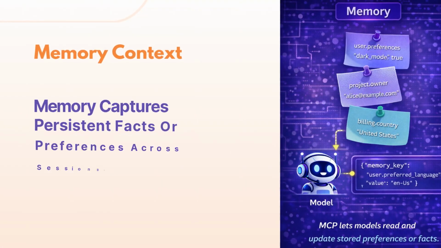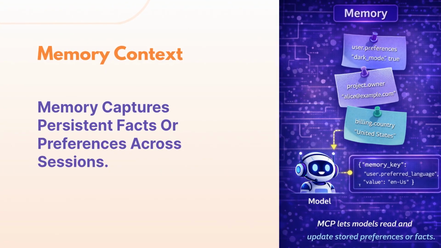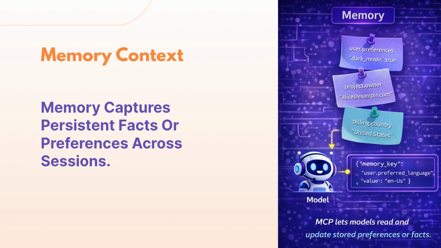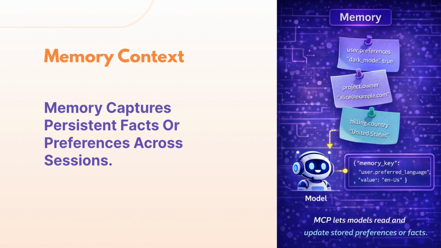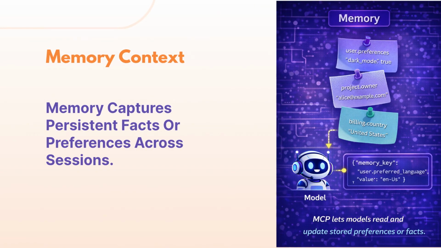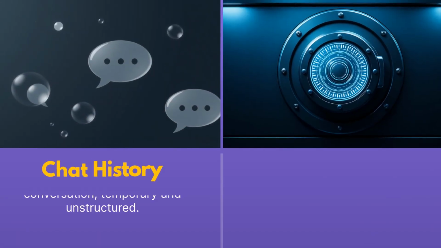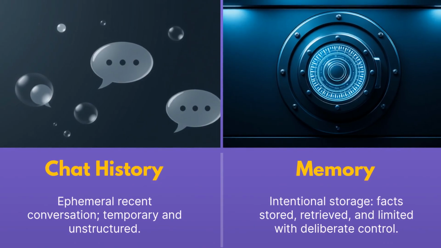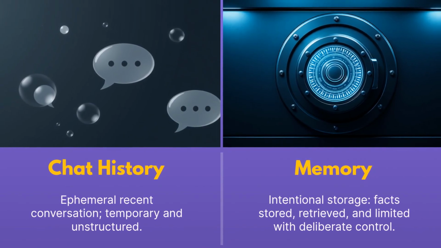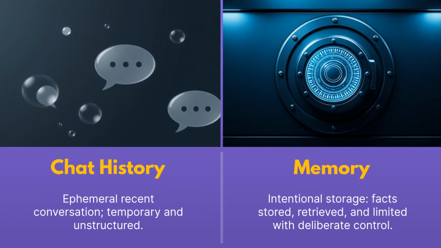Memory captures persistent facts or preferences that should persist across sessions: user preferences, account role, or previously chosen options. MCP exposes memory as named, scoped objects that can be read or updated by the model through controlled API calls. Chat history is ephemeral. It's the recent conversation. Memory is intentional, stored, retrieved, and limited. MCP ensures memory is only used deliberately, preventing accidental leakage of past personal data.